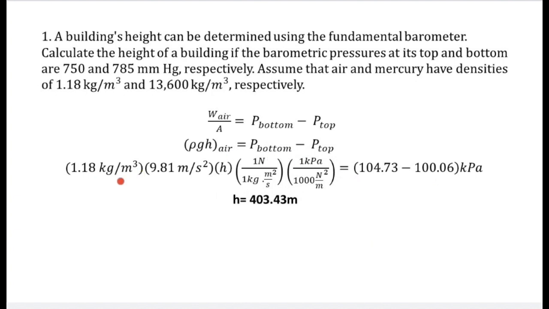So it is also present here, okay, and then the P bottom is subtracted by the P top, and calculating. So here is the height of the building. We have 403.43 meters.